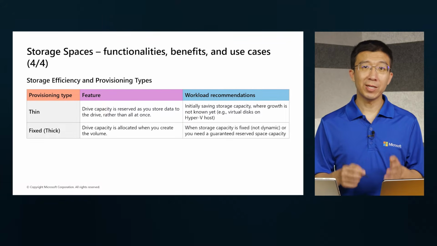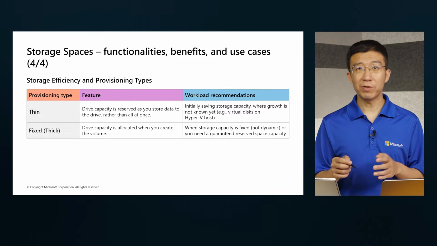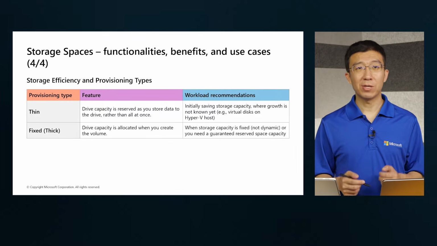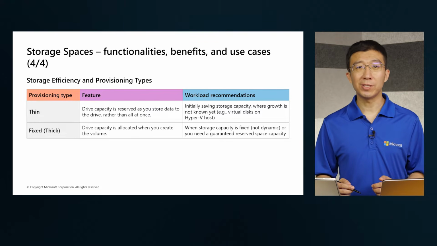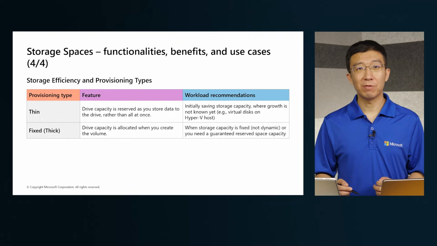You can choose between thin and fixed provisioning. Thin provisioning allocates storage as data is written, saving space when growth is uncertain. It is ideal for virtual disks on Hyper-V hosts. Fixed provisioning, on the other hand, reserves the entire capacity upfront. It ensures guaranteed space for critical workloads. Select the provisioning type that matches your storage and business requirements.